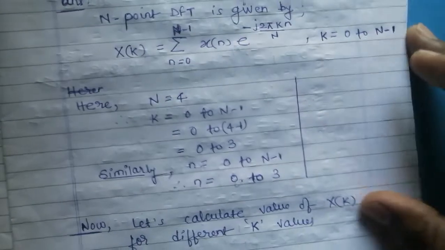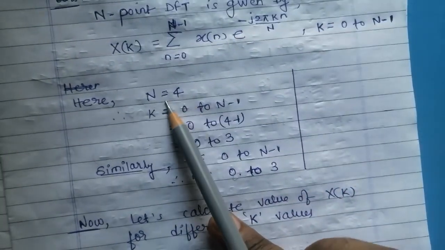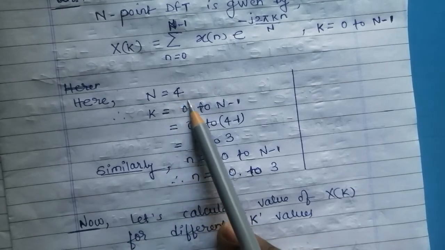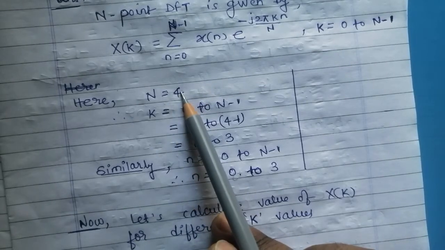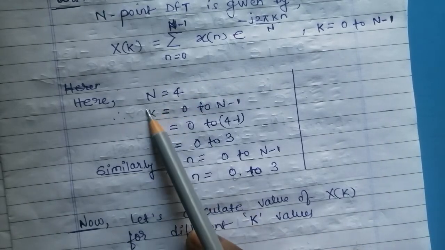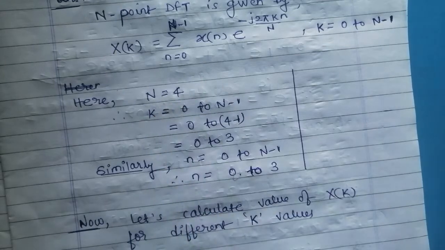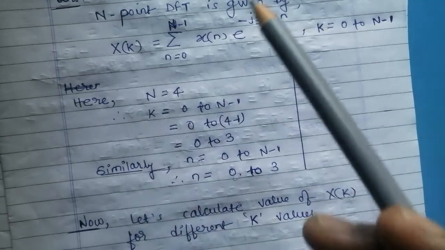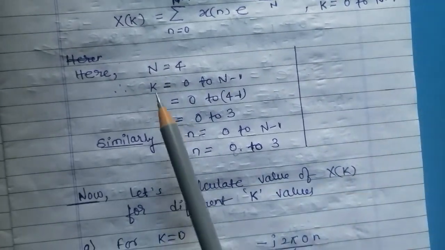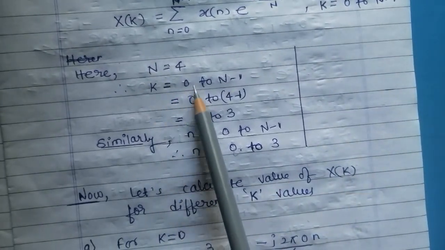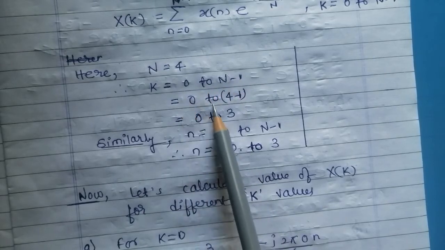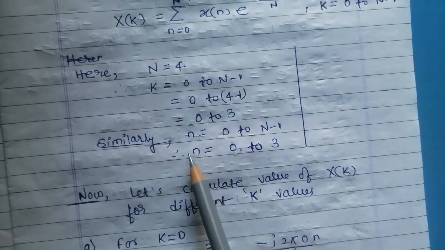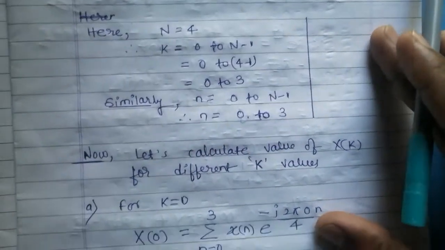So here N equals 4. In your given numerical it was asked to calculate the 4-point DFT, that's why N equals 4. Suppose it is asked to calculate the 8-point DFT, then we have to use N equals 8. Right now it is 4. So we will calculate the range. k is actually 0 to N minus 1, so 4 minus 1, that is 0 to 3. Similarly n is also 0 to 3.